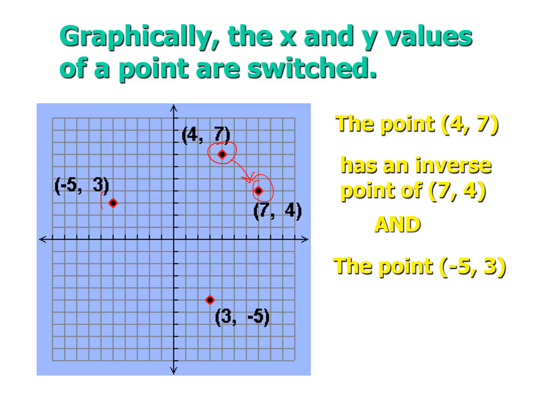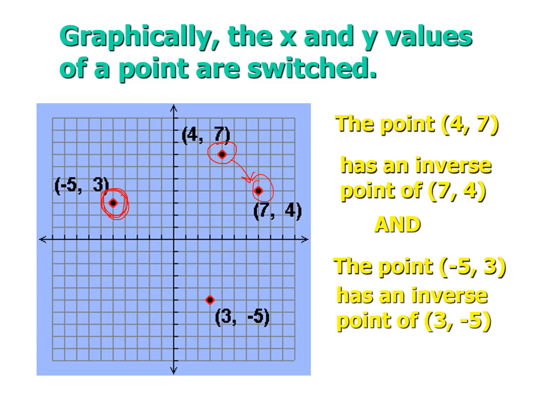So if I started here, then we're saying that the inverse point of that is just switching the x and y. So now we would have an inverse point of 3, negative 5. So that's what I mean when we talk about switching the x and y values graphically. We're just switching the coordinates of x and y in those points.